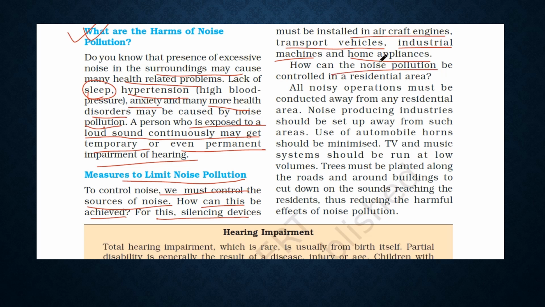And how can noise pollution be controlled in a residential area? All noisy operations must be conducted away from residential areas. So use of loud microphones during festivals and all should be prohibited. No industry should be set up in residential areas. Use of automobile horns should be minimized. TV and music systems should be run at very low volumes, and trees must be planted along the roads around the buildings to cut down on the sounds reaching the residents, thus reducing the noise pollution.